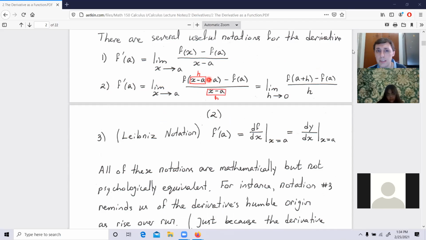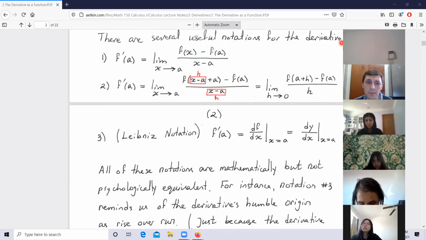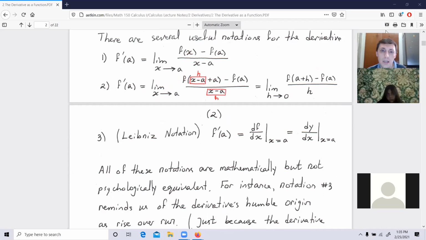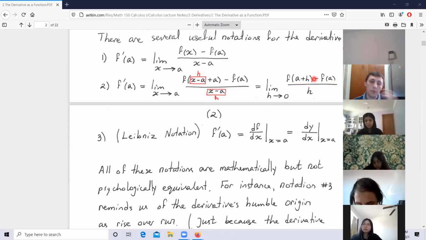Now here is the second notation, guys. It means exactly the same thing. Here, look at what I can do. I can write x as x minus a plus a. Do you agree? X minus a plus a is obviously the same as x. And x minus a is what you have on the bottom. So this I can call h. So if x is going to a, that's the same as to say h approaches 0. So we have the limit as h goes to 0 of f of a plus h minus f of a divided by h. You understand what this is talking about?